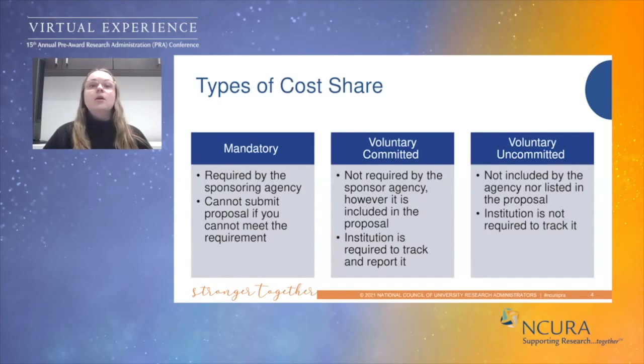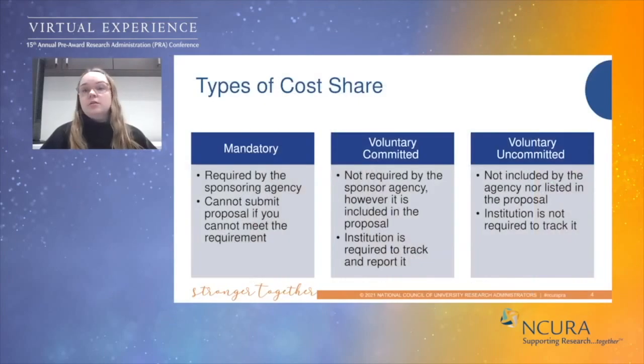This is required. The agency wants to see what you're providing, those hard numbers. It has to be quantified in the proposal. And if your institution can't meet those requirements, say the dean only allows 10 or 15% of cost share, then you can't submit the proposal. And that's because you're not meeting those requirements.